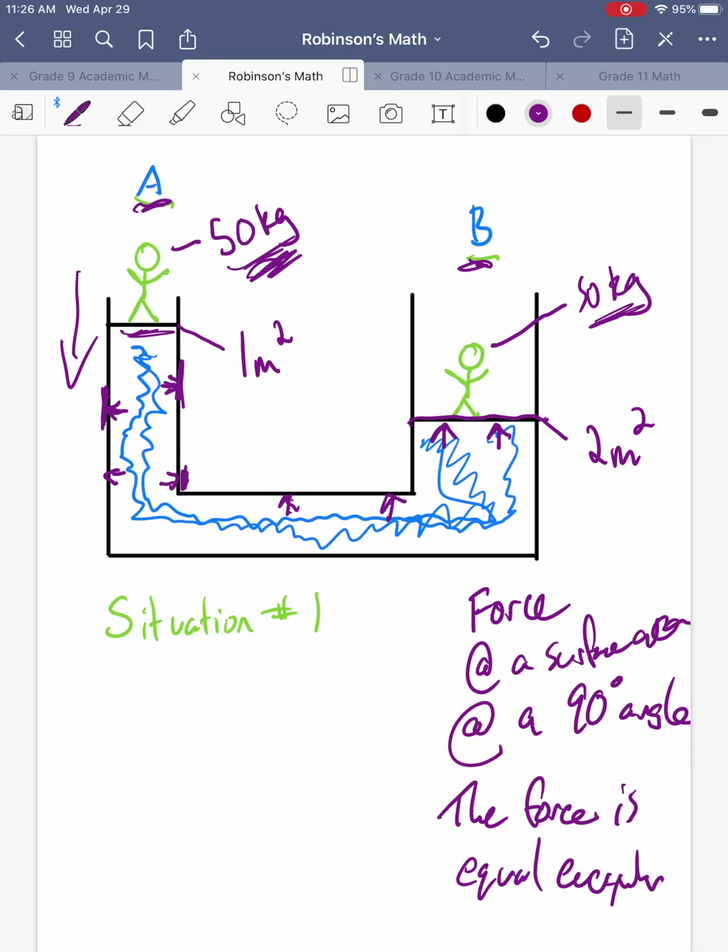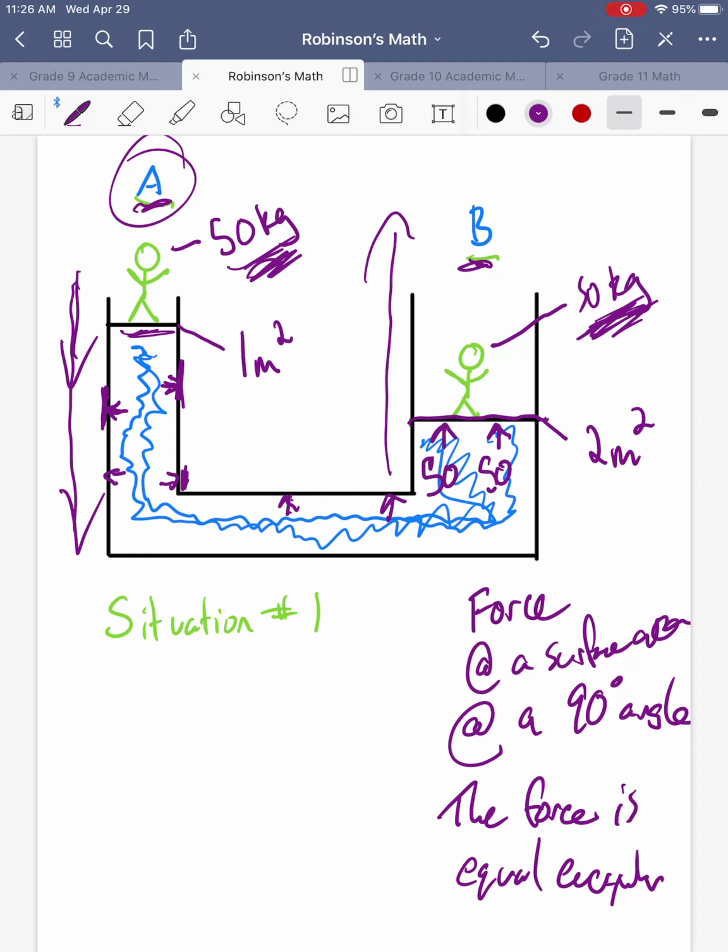So what is going to happen is that person A is going to travel down, and person B is going to be pushed up, because person B has a mass of 50 kilograms, but we have 50 kilograms of force being pushed up here and an additional 50 kilograms of force being pushed up there. And thus, in total, we have 100 kilograms of force. And we only needed 50, so person B is going to travel upwards.